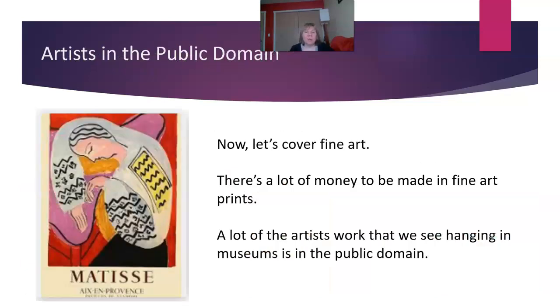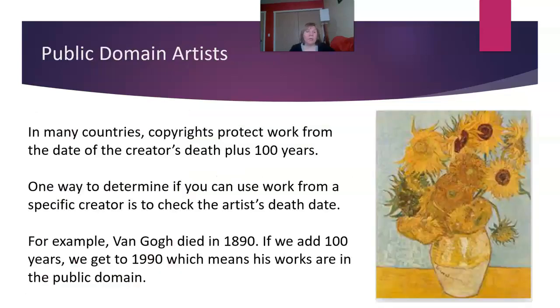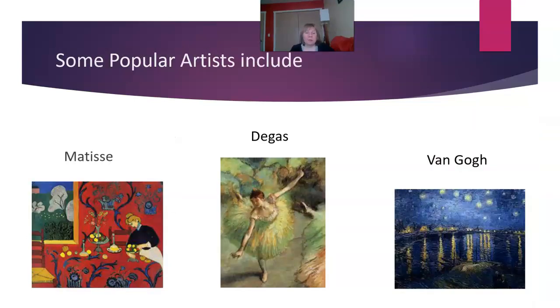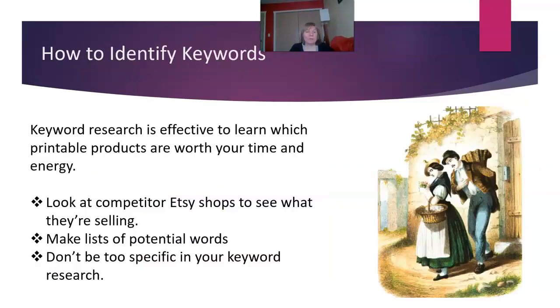There are also a lot of artists that are in the public domain right now, where you can incorporate their content into your projects and resell it too. In fact, copyright protects work in many countries from the date of the creator's death plus 100 years, so you can check their death date and see if their work is in the public domain. For example, Van Gogh died in 1890, so his work is now in the public domain. Some other popular artists in the public domain include Matisse, Degas, and, as I mentioned, Van Gogh as well.